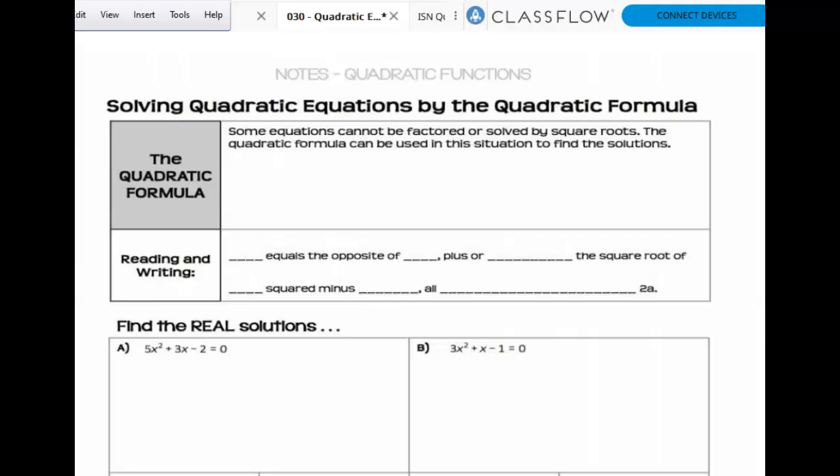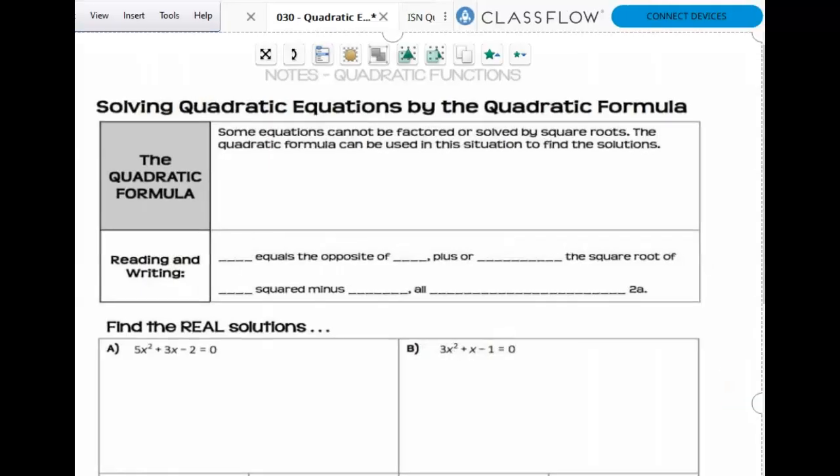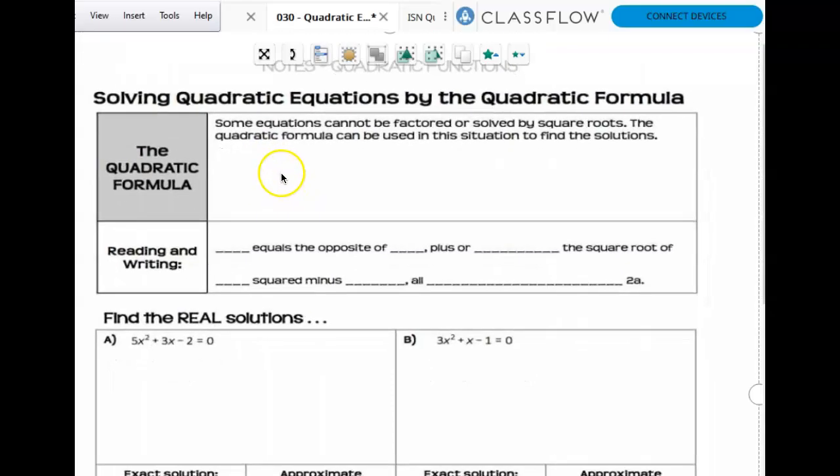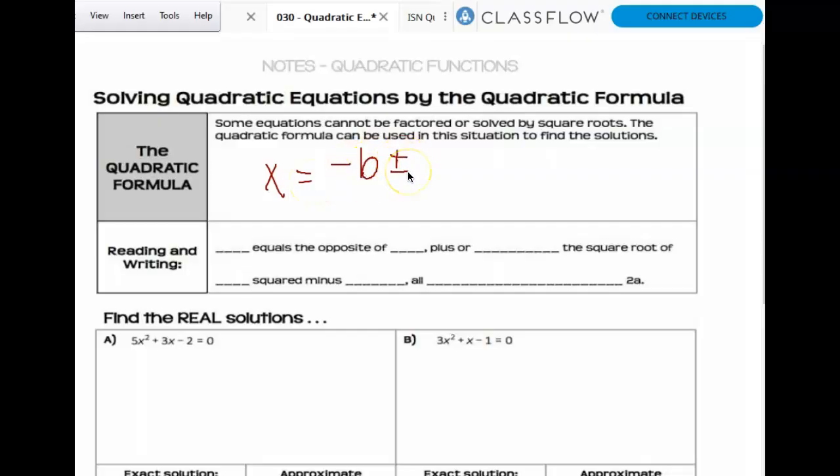Okay, so we factored to solve a quadratic equation, and today we're going to use the quadratic formula to solve a quadratic equation. Okay, quadratic formula.